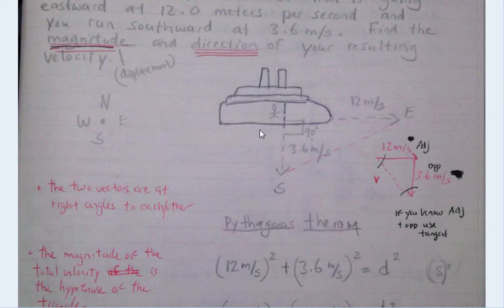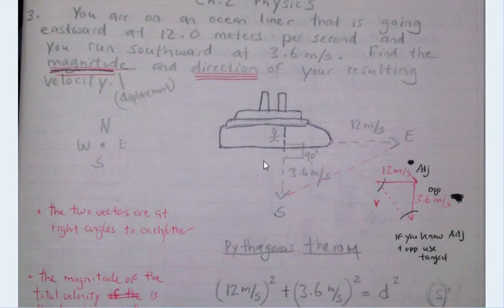So it goes 12 meters per second east, and then you run southward at 3.6 meters per second. So we end up with a right angle triangle. Let's take a look at this. And if you think about it, this is the angle. I made a mistake and thought this was the angle, but actually this is the angle.